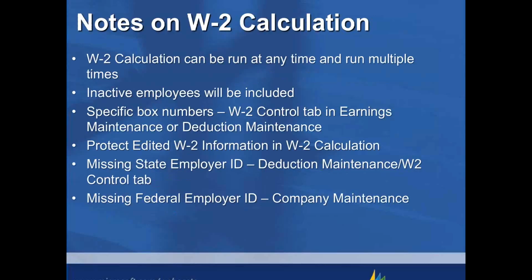Okay, the W-2 calculation can be run at any time. You can run it multiple times. Inactive employees will be included in specific box numbers on the W-2 control tab and in earnings maintenance or deduction maintenance. Protect edited W-2 information in W-2 calculation, right? That's a setting. Missing state employer ID, deduction maintenance, W-2 control tab, these are all things to check. Missing federal employer ID, make sure that's in the company maintenance correctly.